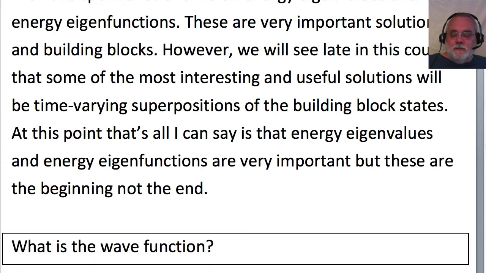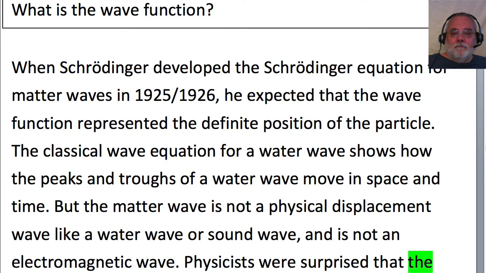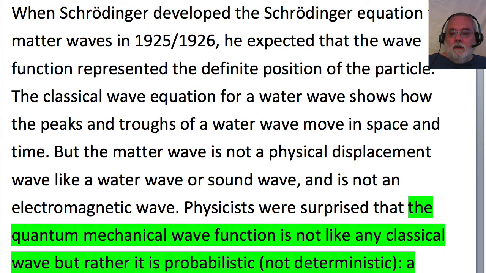Now, what is the wave function? We saw that the wave function was sine waves, but so what is it a wave of? When Schrödinger developed the Schrödinger equation for matter waves in 1925-26, he expected that the wave function represented the definite position of the particle. The classical wave equation for a water wave shows how the peaks and troughs of a water wave move in space and time. But in quantum mechanics, the matter wave is not a physical displacement wave like a water wave or sound wave, and it's also not an electromagnetic wave.